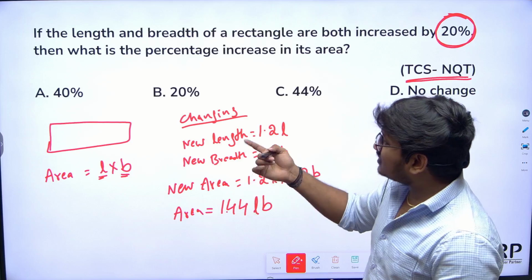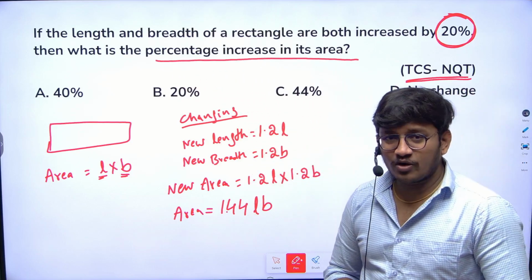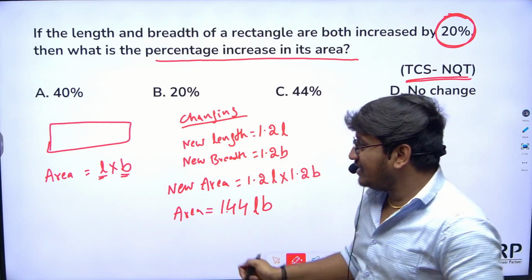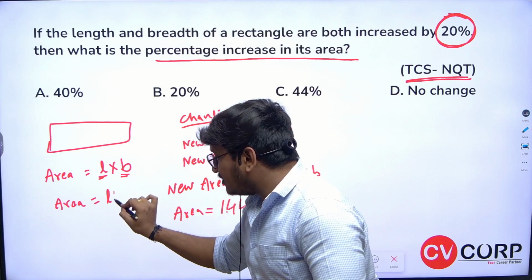Now what they are asking is, what is the percentage increase in its area? How much percentage got increased? Initially what is that area? So initially the area is L into B.